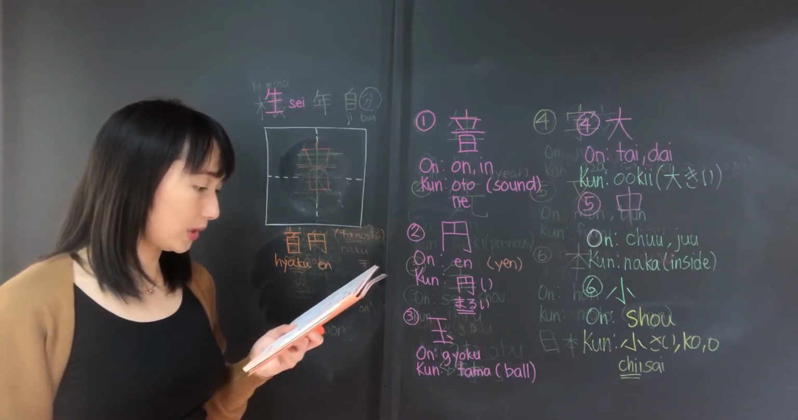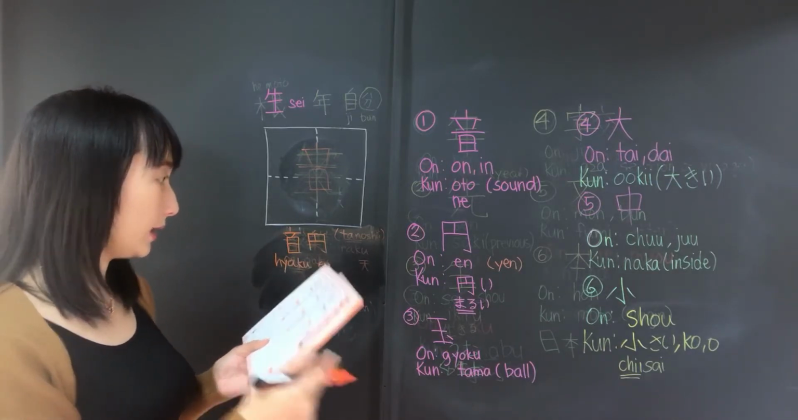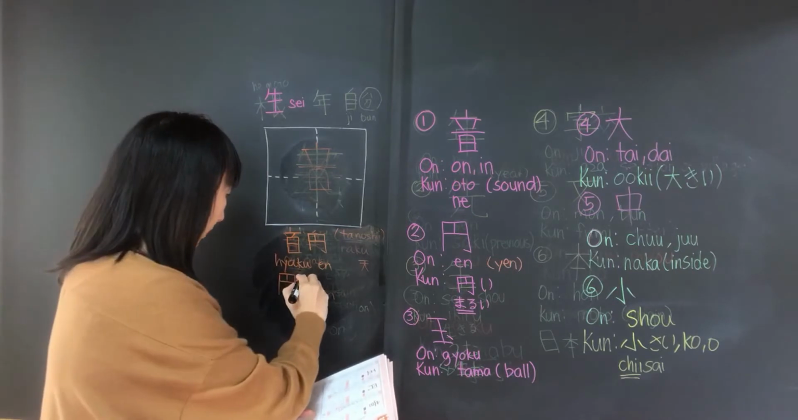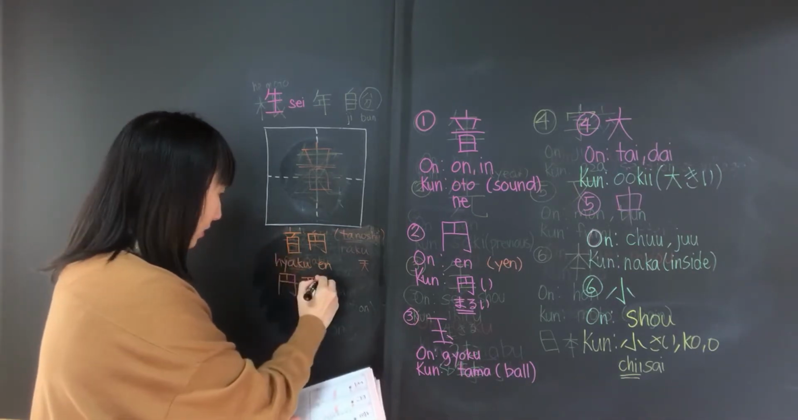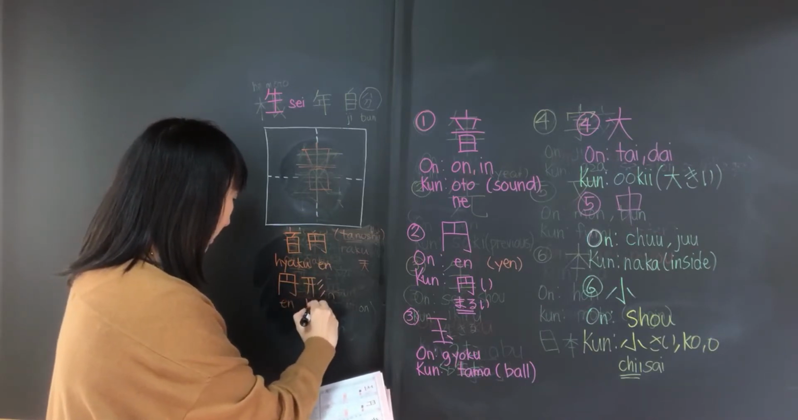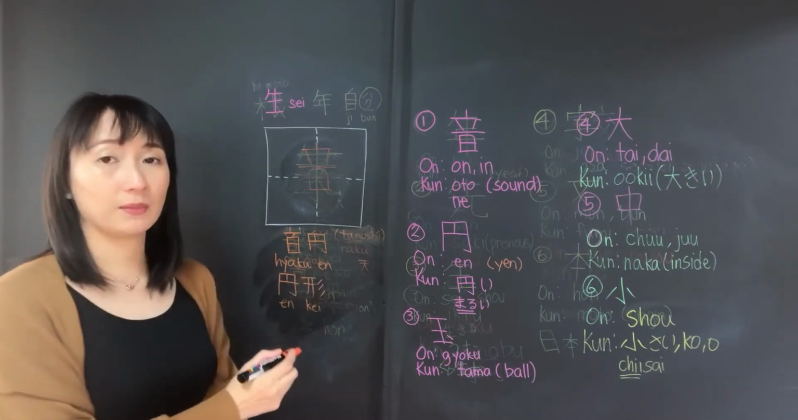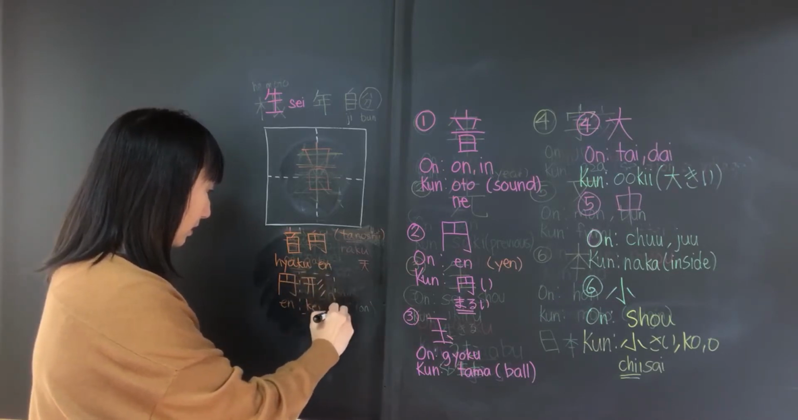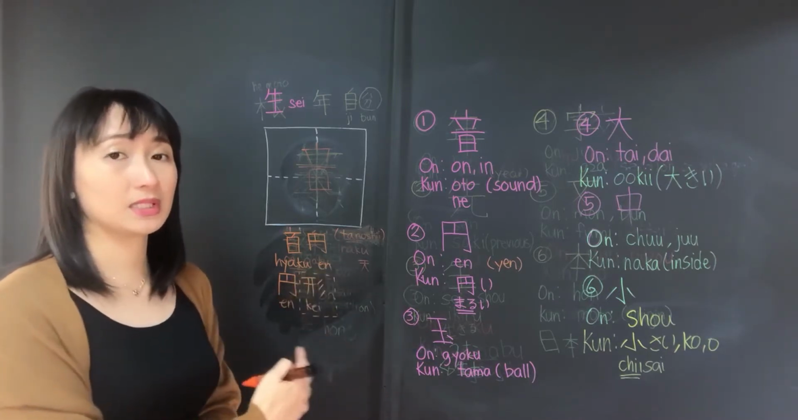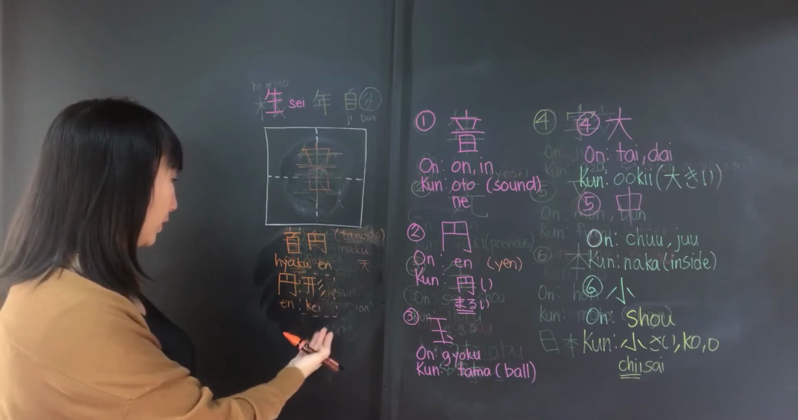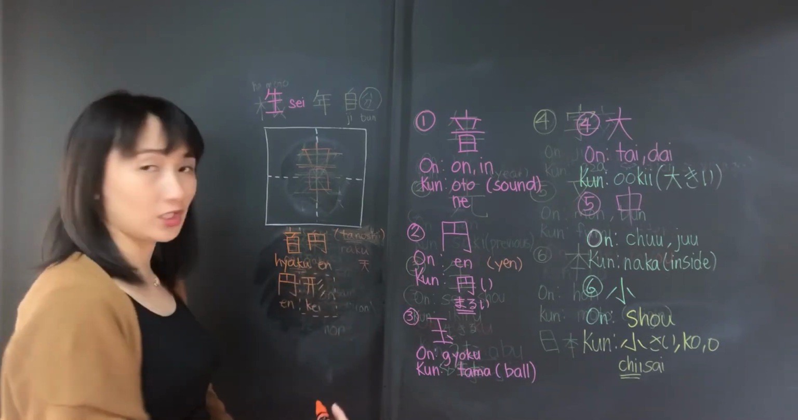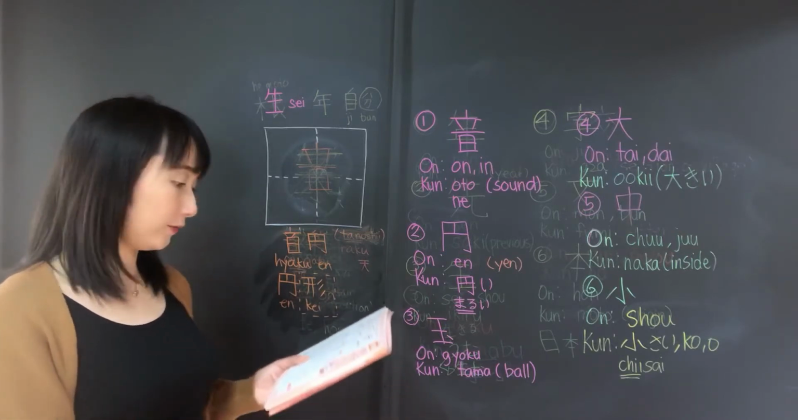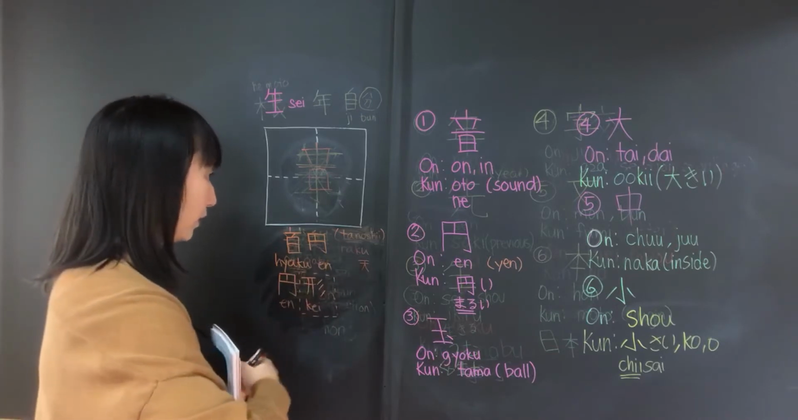The other one that I have for you is enkei. En is this kanji, and kei is like this. This kanji alone means shape, or katachi. But when it is partnered with another kanji, its pronunciation changes. So now it's enkei. Enkei means round shape or circular form. Those are the examples that I have for this kanji.